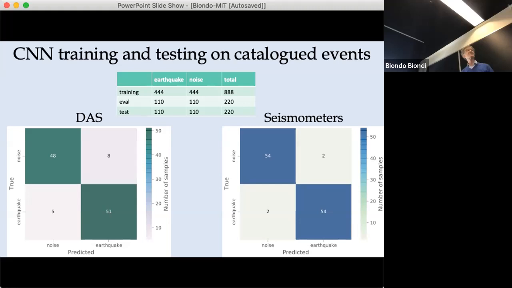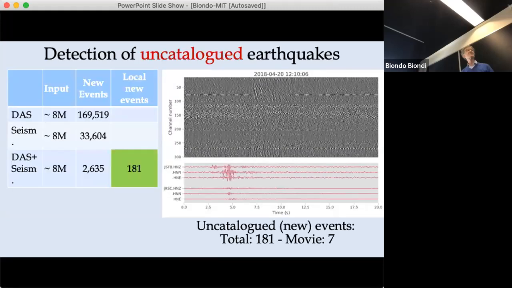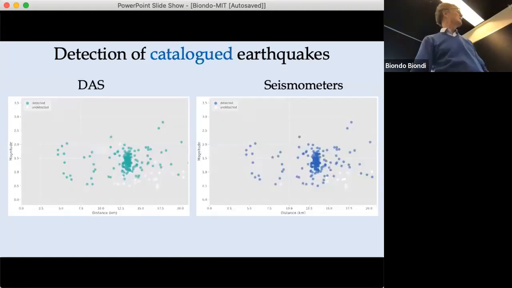So basically, we had quite a bit of the local seismic events. We basically found most of them. These are from the catalog. There are a few that were missed more by the DAS than the seismometer, because one seismometer is actually more sensitive than one DAS channel. There is one the seismometer missed that we got with the DAS.